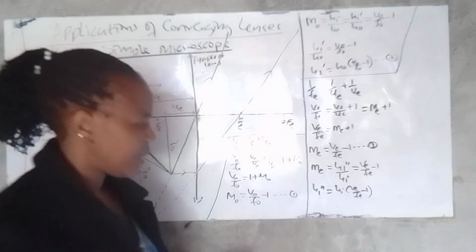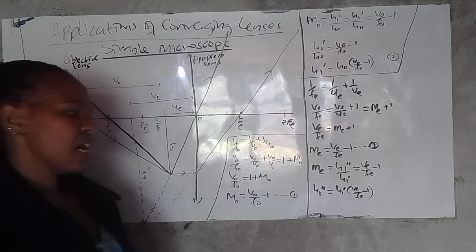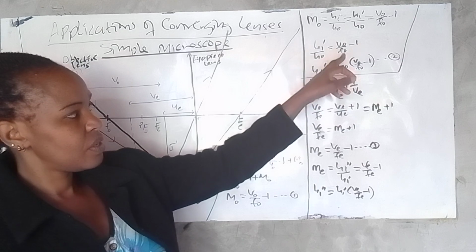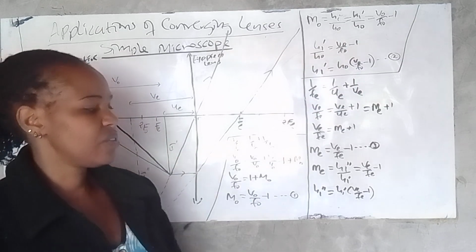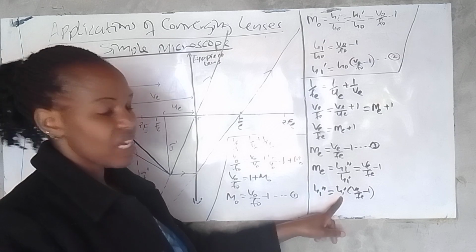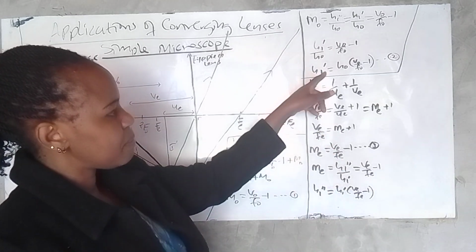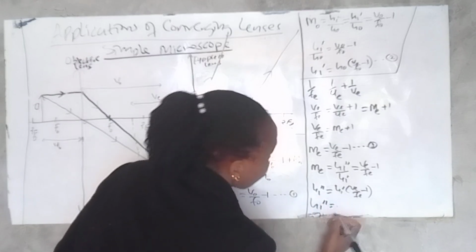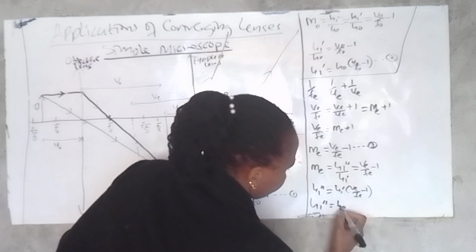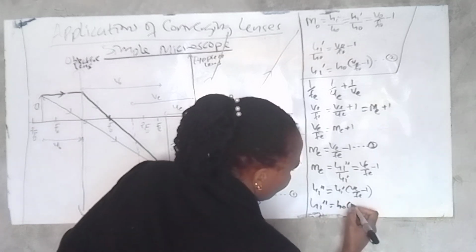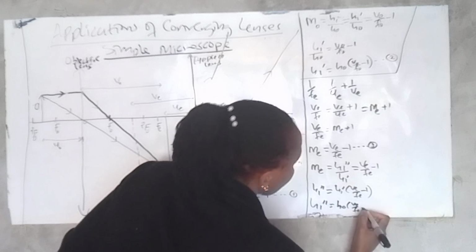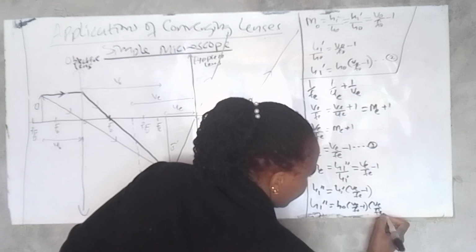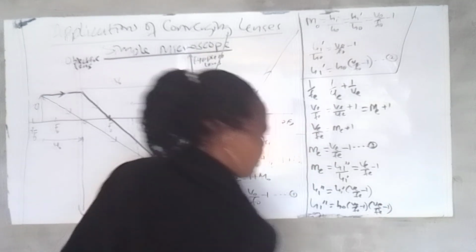But what is HI prime? What is the height of image I prime? It is H naught, V naught, F naught minus 1. So I can substitute, instead of the height of I prime, I simply put that. So the height of I prime prime is the same as H naught into V naught over F naught minus 1 into VE over FE minus 1.